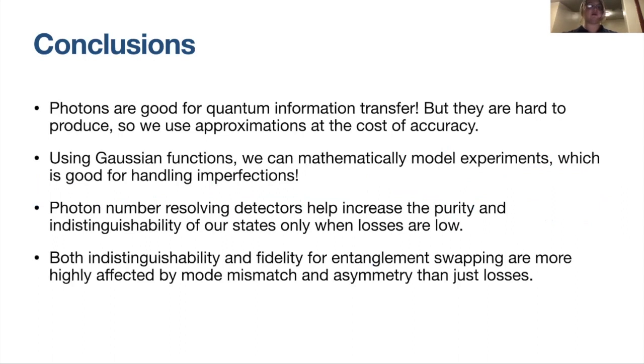So we're going to go over all the things we've talked about today, which is that photons are good for quantum information transfer, but they are hard to produce, and so we use approximations at the cost of accuracy. Additionally, using Gaussian functions, we can mathematically model experiments, which is good for handling imperfections. Photon number resolving detectors can help increase the purity and indistinguishability of our states only when losses are low, and both indistinguishability and fidelity for entanglement swapping are more highly affected by mode mismatch and asymmetry than just losses.